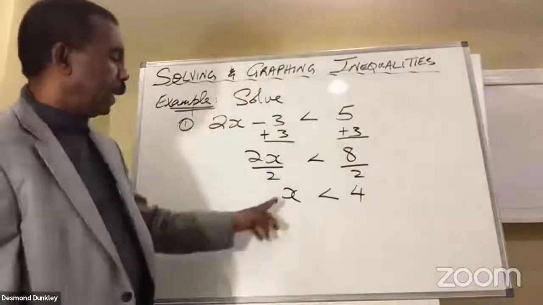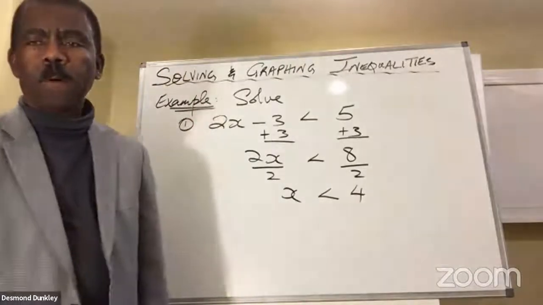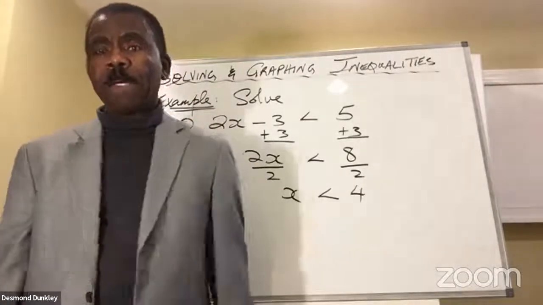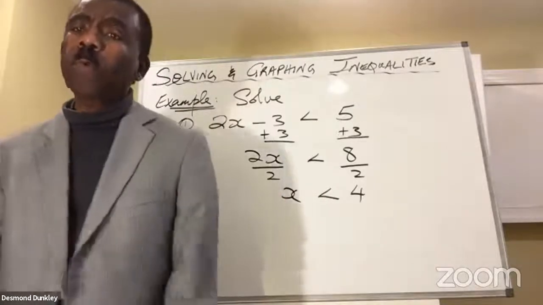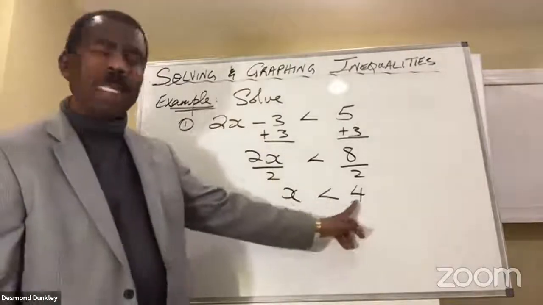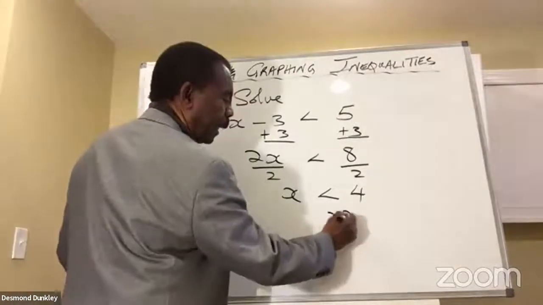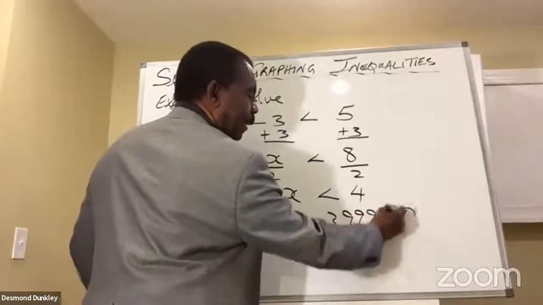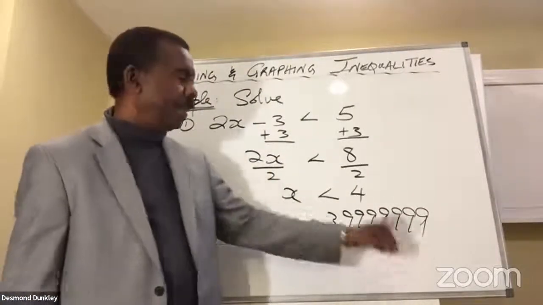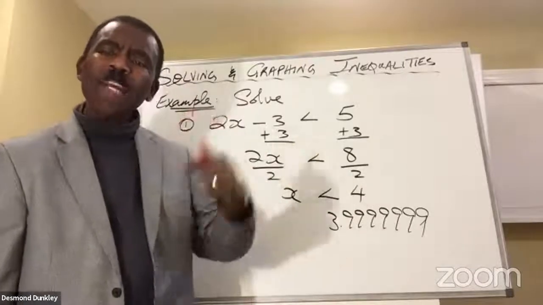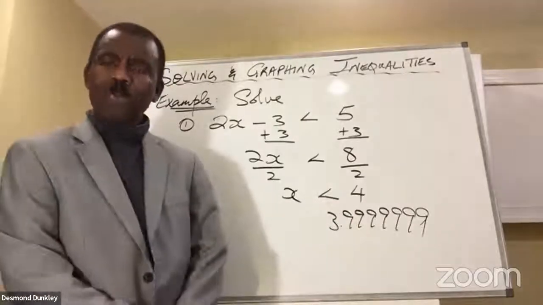What does this mean? It means that x can be any number that is below 4. So it could be 3.5, it could be 3, it could be 2, 1, 0, it could be 2.5, it could be 2 3/4. Anything that is smaller than 4. It could even be 3.99999. That would be fine, because this is still less than 4. So any number that is below 4 would be included in this solution.